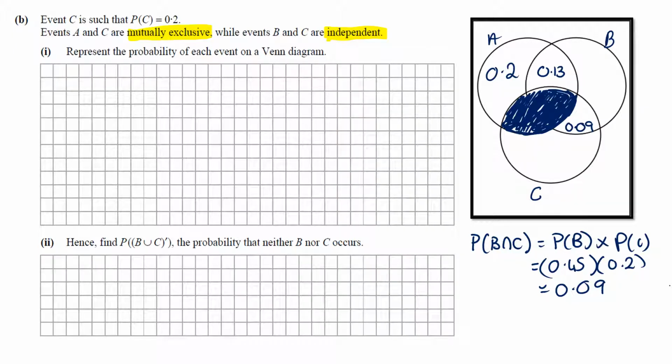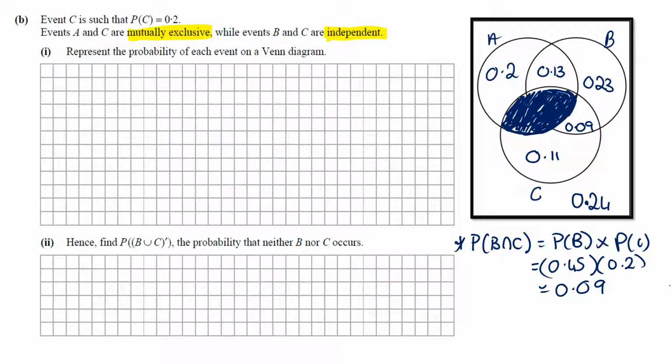Now, there was a 0.32 that was in B, but I'm now taking some of this away. So what I'm left with is 0.23, and what leaves me here is 0.11. Outside, I have 0.24. So that's working through. Having to use the idea of independence here is so important.